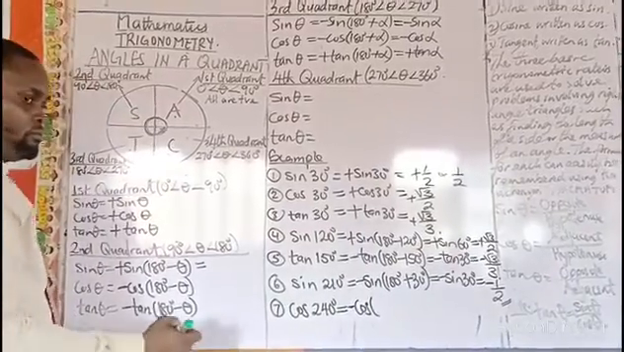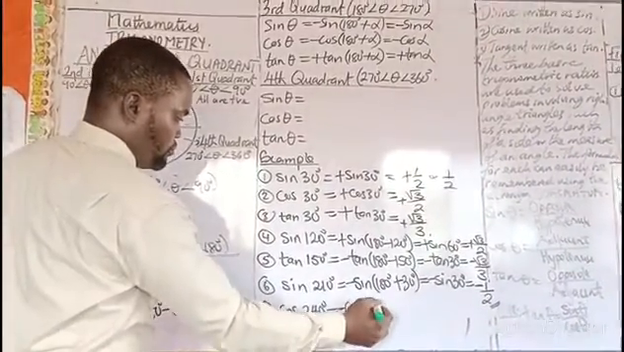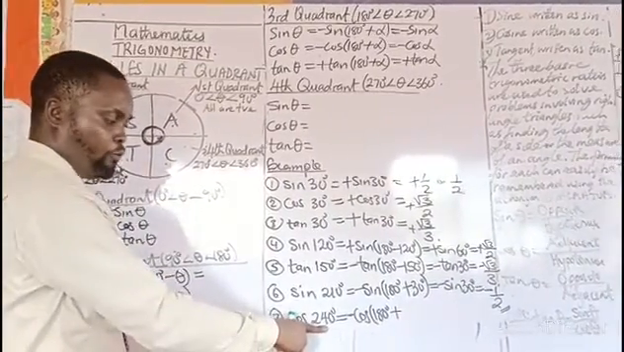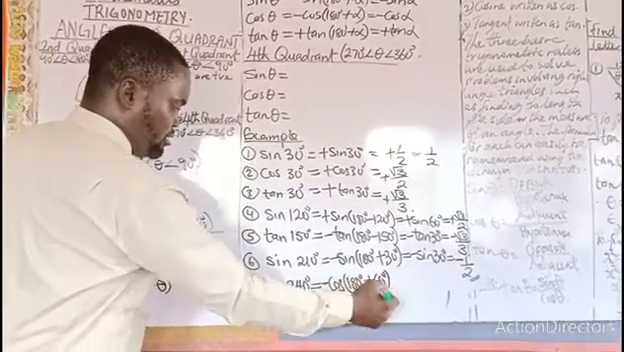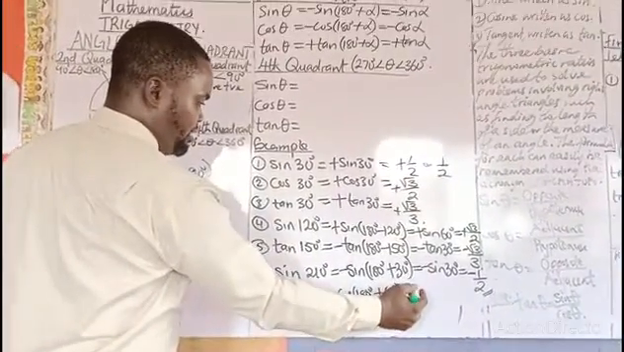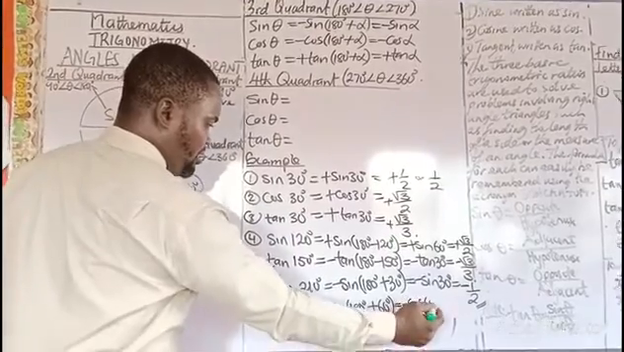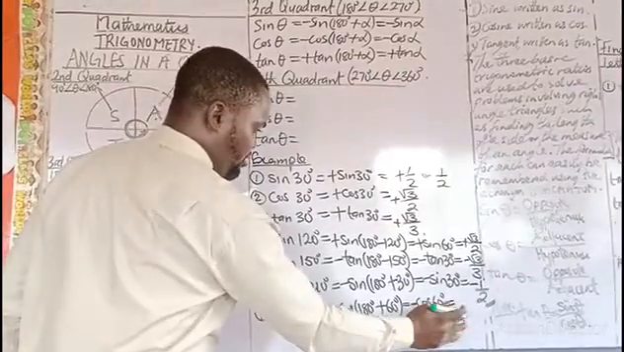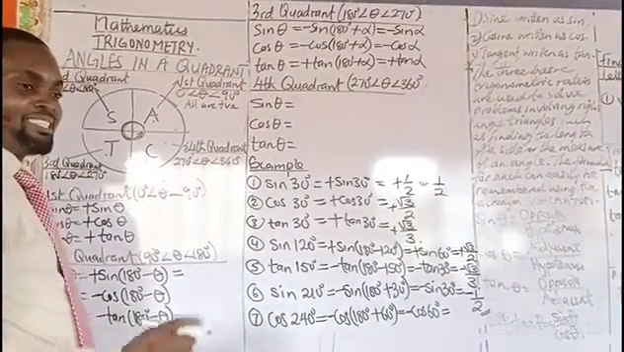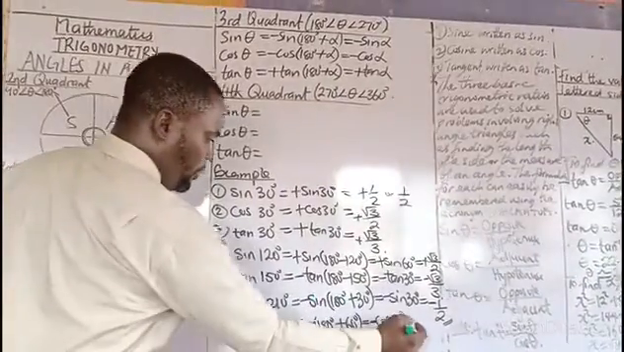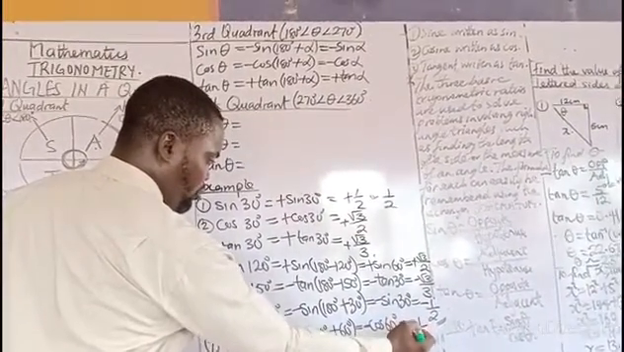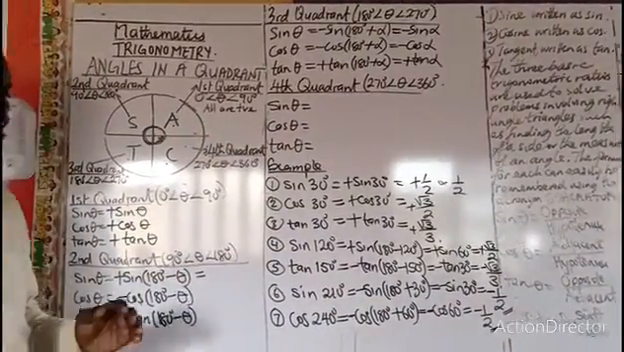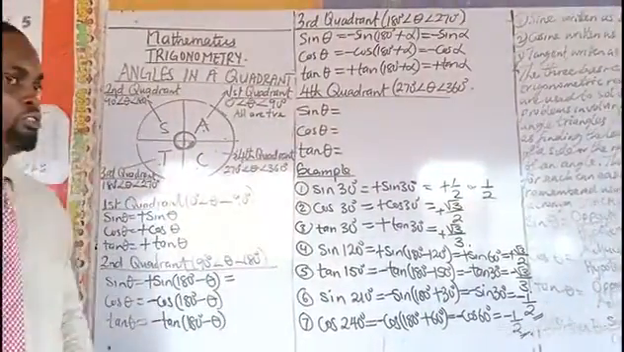Open bracket, 180 degrees plus 60 degrees. 180 plus what is going to give us 240? 60 degrees. And that gives us minus cos 60 degrees. Is that clear? And what is cos 60 degrees? Cos 60 degrees is the same as sine 30 degrees. So we have minus 1 over 2. Is that clear? Now, that is how you solve for the third quadrant.